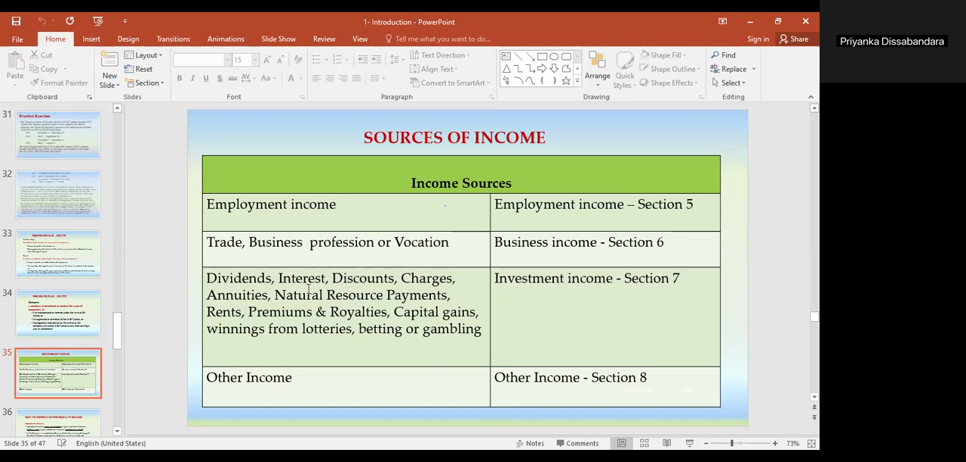Then, if we receive an interest, discount, dividends, charges, annuities, natural resource payments, rents, premiums, royalties, capital gains, winnings from lotteries, betting or gambling, that kind of income should be categorized under investment income. Normally, we call this kind of income a passive income. Why? Because very easily we can earn this income.